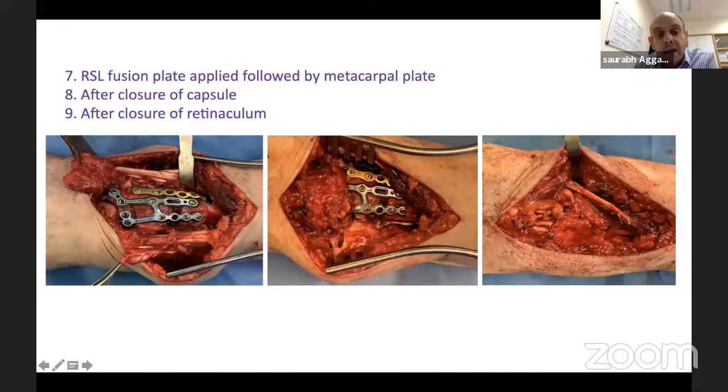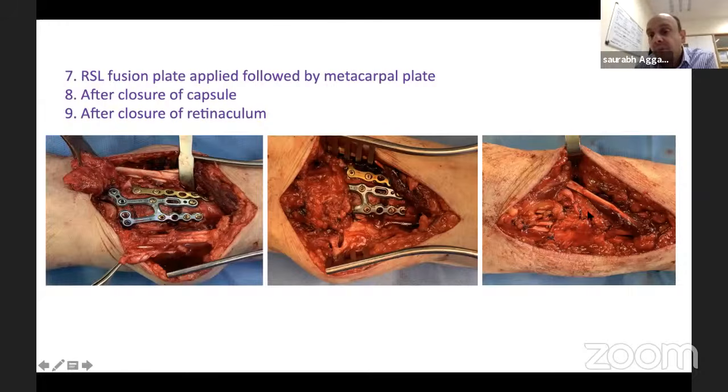So I put a metacarpal hand plate there. And then that's my capsule. This operating picture shows capsule closure. Finally, I've closed the retinaculum, so your whole plate is covered.